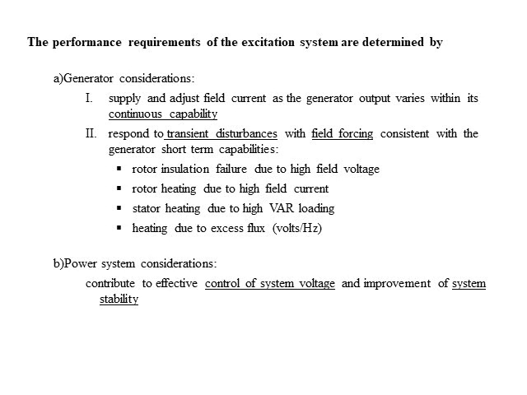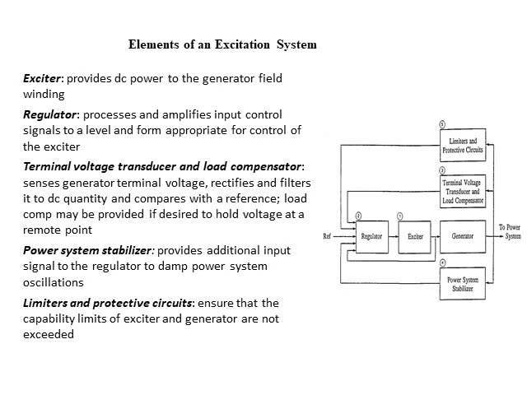Number B, we consider the power systems, and this contributes to effective control of system voltage and improvement of system stability. Okay. Then we look at the elements of an excitation system, and these include 1.